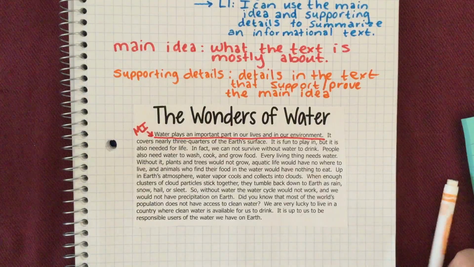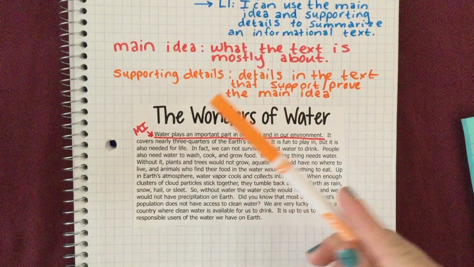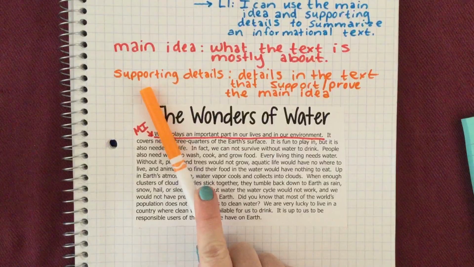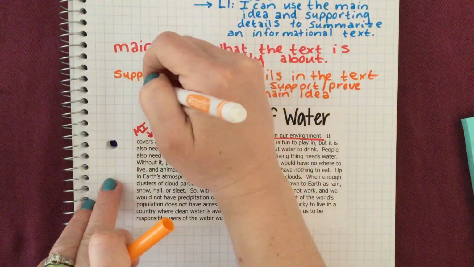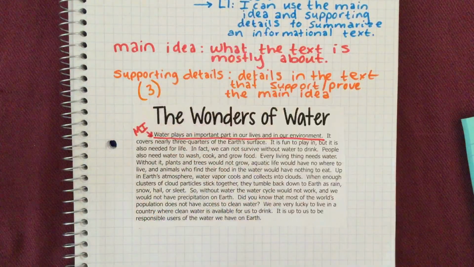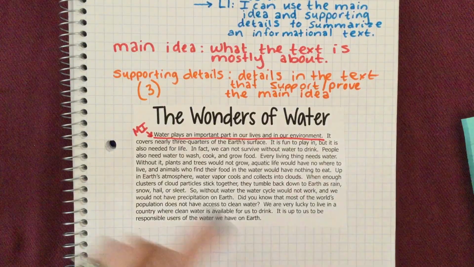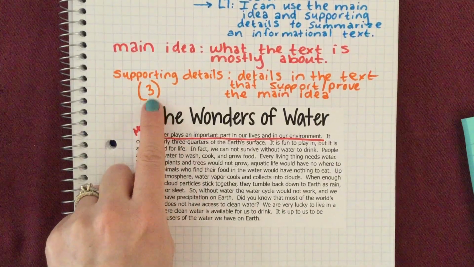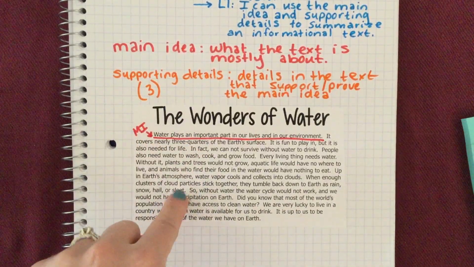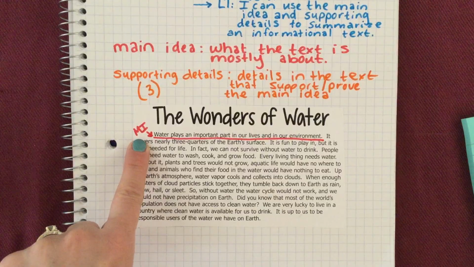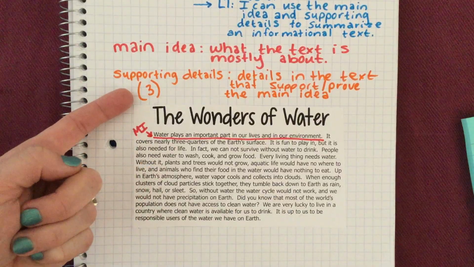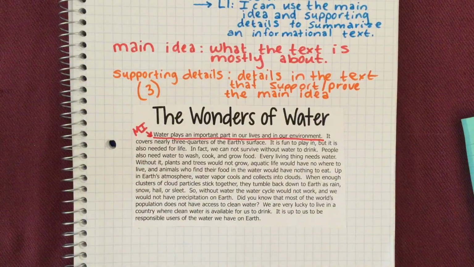So what I'm going to do now is look with my orange marker for at least 3 supporting details, and I'm going to put the number 3 in parentheses here because that's like our magic number when we're writing summaries or making sure that this really is the main idea. If we can't find at least 3 of these in a paragraph, that's probably not the main idea, because details support what the text is mostly about.